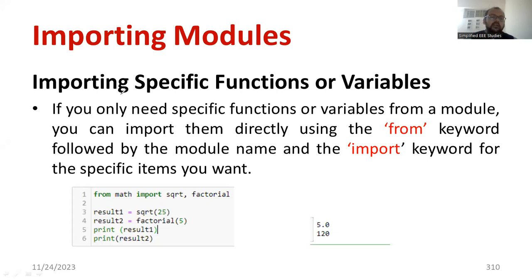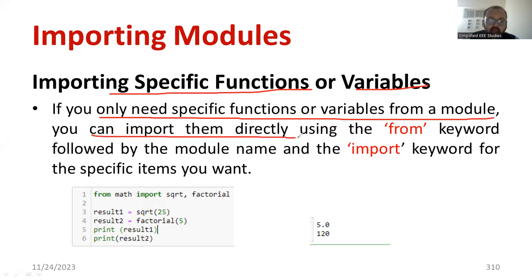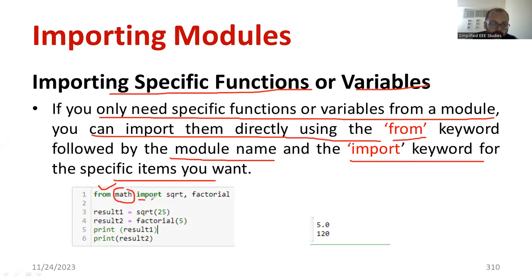We have several options, like importing specific functions or variables. Yes, of course, if there is a particular function you need to perform, you have that option. If you only need specific functions or variables from the module, you can import them directly using the keyword from, followed by the module name, and import followed by the specific items you want. For example, use the keyword from, then math. Okay, math is the main library. Then import sqrt, factorial. So from math, you can import sqrt, factorial, etc.